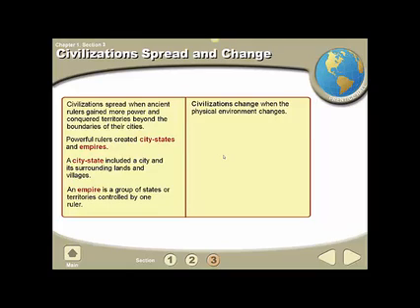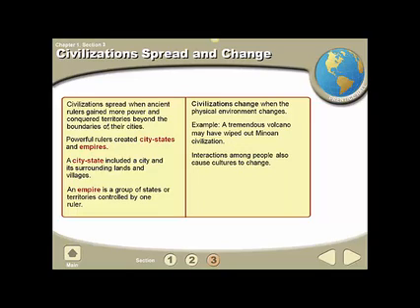Civilizations change when the physical environment changes. So you could have massive floods, earthquakes, volcanic eruptions are going to change and sometimes even wipe out civilizations, cause them to move to other places. There it is. A tremendous volcano wiped out the entire Minoan civilization.